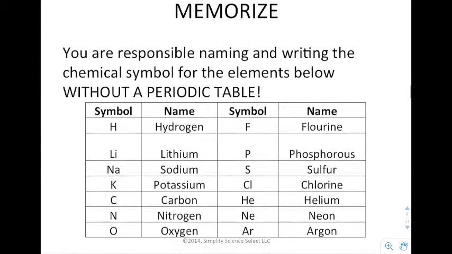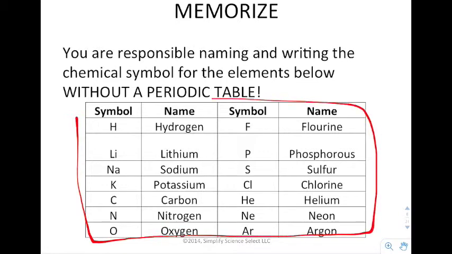You are responsible for naming and writing the chemical symbol for the elements below without a periodic table. You should be able to recognize these 14 elements. They are the most common ones that you will see in this class and later in chemistry. So you should know that H is hydrogen. You should know that Li is lithium. Na is sodium, K is potassium, and that's a tricky one because K is potassium. For the most part, they tend to go with a name. So F is fluorine, P is phosphorus, S is sulfur. But you tend to see there are things like potassium which doesn't quite match up.